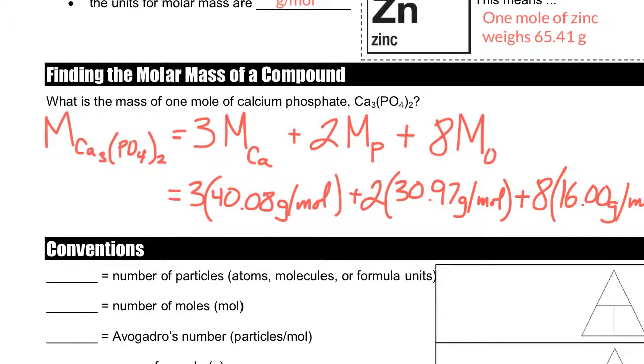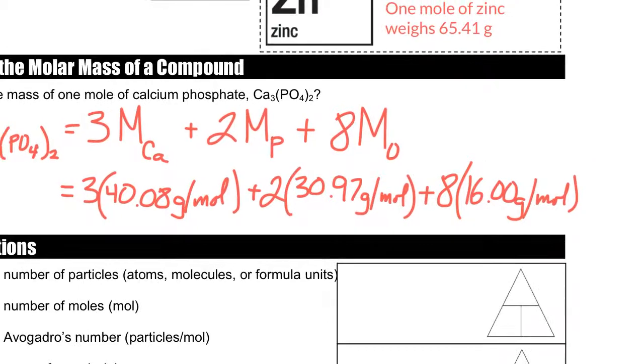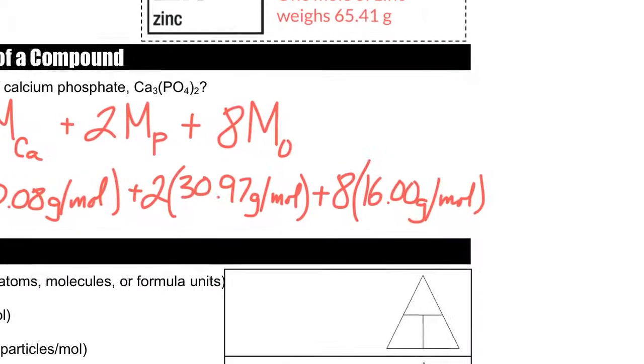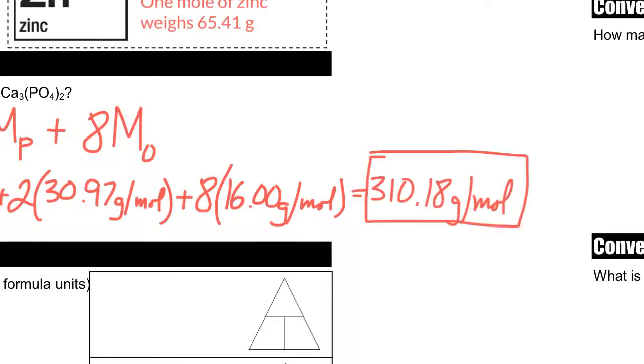So I found the molar mass of calcium, phosphorus, and oxygen. I simply have to plug those in and do the calculation. Hopefully you can do this. It's 310.18 grams per mole. So if I wanted 1 mole of calcium phosphate, I would have to measure out 310.18 grams of the substance.